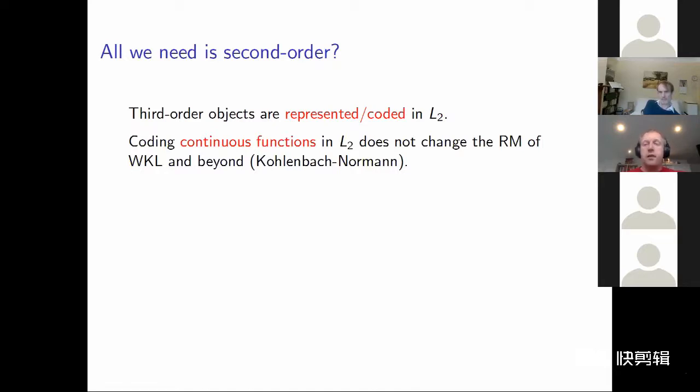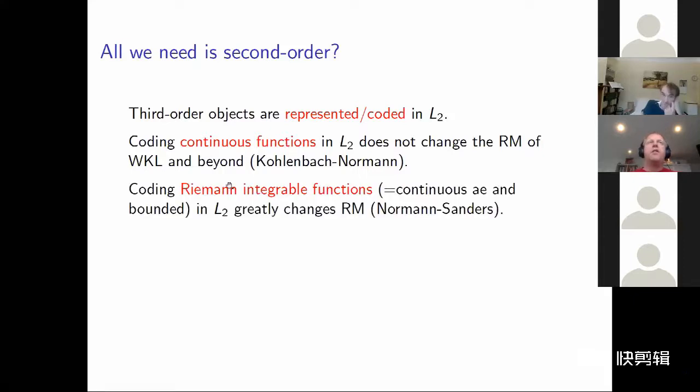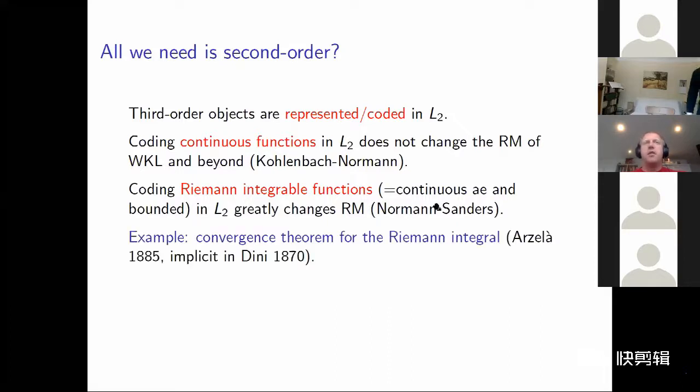Simpson is, of course, very grateful for this. But the problem is that's where it stops already. If you go to Riemann integrable functions, which means continuous almost everywhere and bounded, and you code those up, then you're changing reverse math a lot. This was shown by Dachselt, Neumann, and myself.